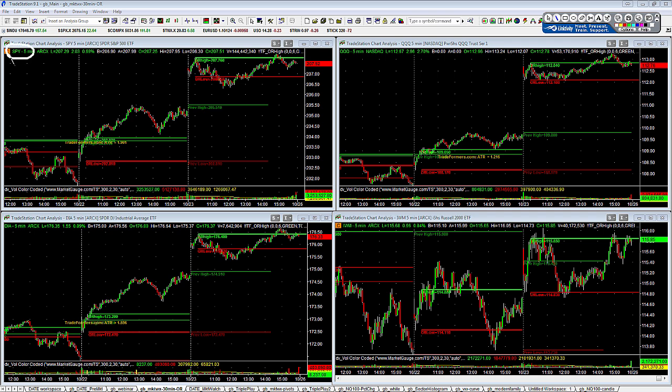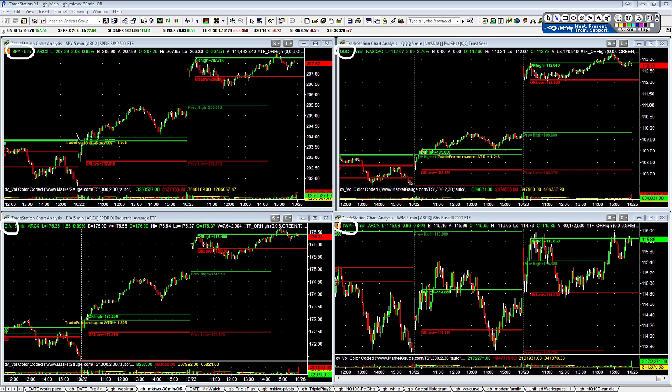So in the upper left hand, I've got the SPYs. In the upper right hand, I have the Qs. In the lower right hand, I have IWMs. In the lower left, I have the diamonds. All right, now I can't do a whole course on the opening range right now, right?